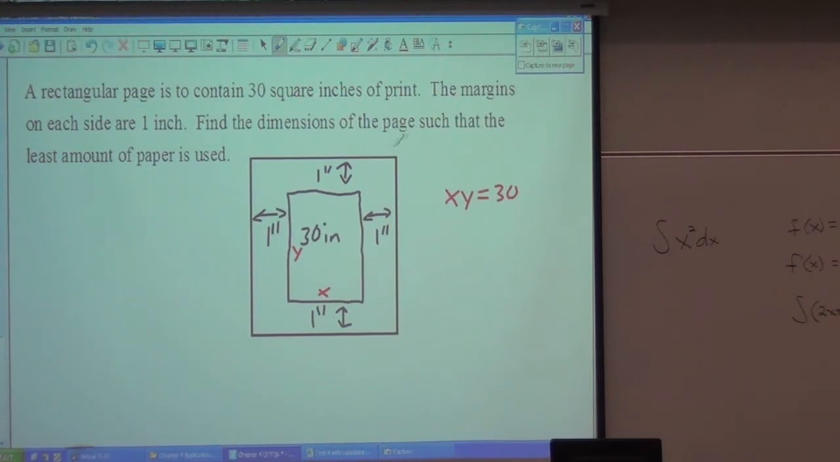Now, we want the dimensions of the page. Well, this page, this is y, and then plus 1, plus 1. So that's y plus 2. And I'm going to think here the area of the entire page. That's y plus 2 times, what's this? X plus 2.